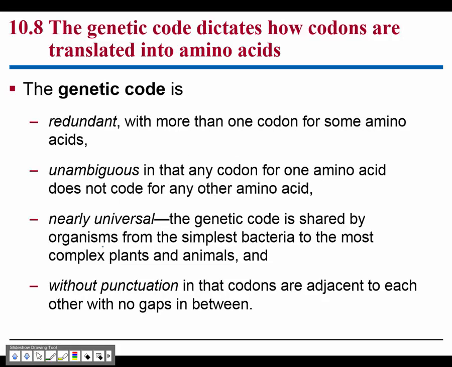There's redundancy, so more than 1 codon for some amino acids, because if you remember, there's 20 amino acids, right? It's unambiguous in that any codon for 1 amino acid does not code for any other amino acid, and it's almost universal, meaning it's shared by organisms from the simplest bacteria to the most complex plants and animals. There is no punctuation in codons. They're adjacent to one another. There's no gaps in between codons. It's just reading them by 3.